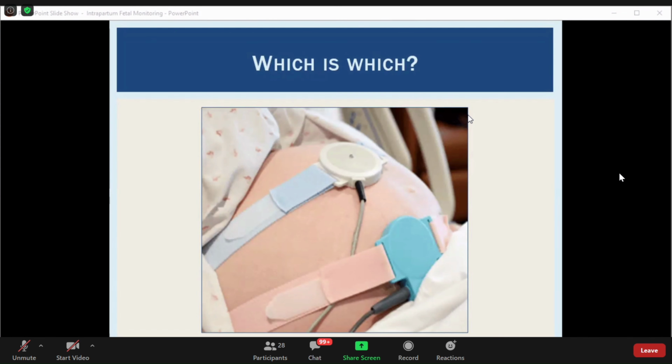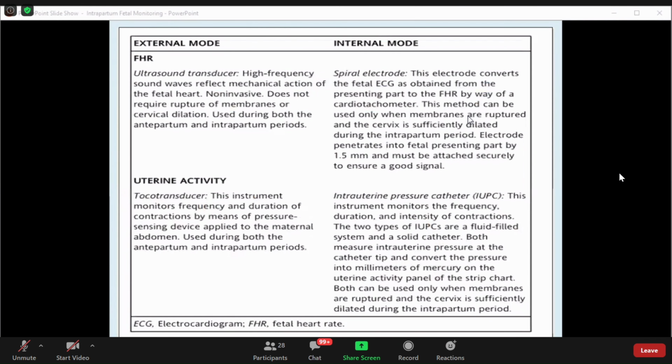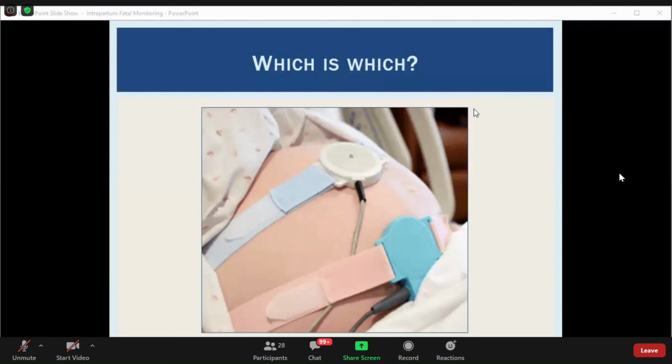Two external monitors here. My question to you is which is which? Tell me in the chat box, what's blue and what's pink? You've got two external monitors here. Which one is the blue and which one is the pink? Which one's your fetal heart monitor? Which one's your tocotransducer? Let me open the chat box. I'm getting silence. That's never a good thing.